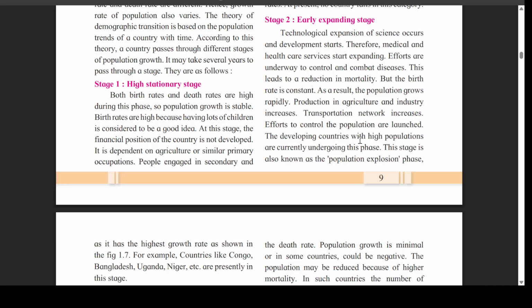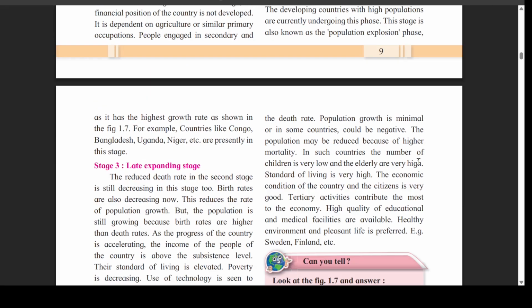The developing countries with high populations are currently undergoing this phase. This stage is also known as the population explosion phase. It has the highest growth rate as shown in figure 1.7. For example, countries like Congo, Bangladesh, Uganda, Niger, etc. are presently in this stage.